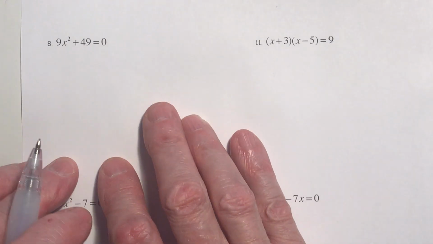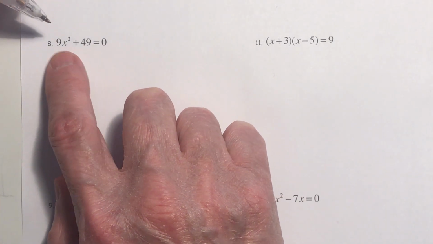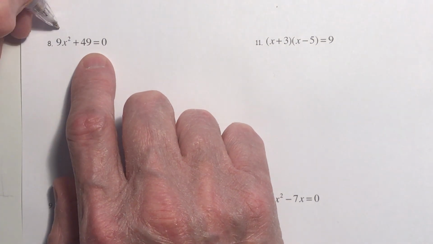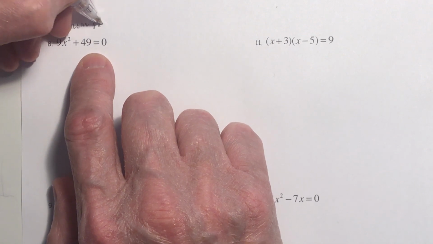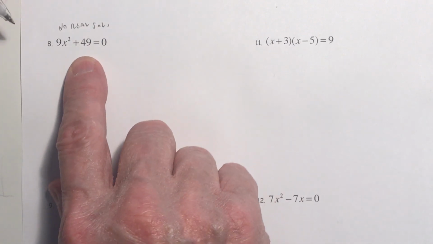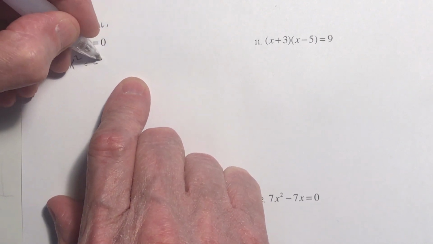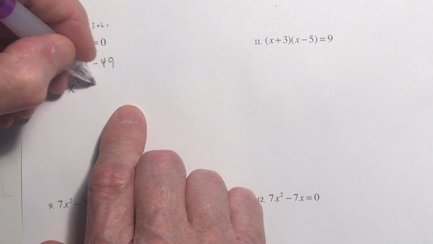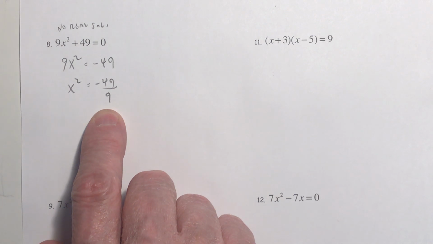Now, we've seen this one before when we were just talking about factoring. This does not factor. It's a sum of squares. This has no real solution. And I could also mention this to you. If I take away 49 from both sides and then divide by 9, we've got this little fraction.